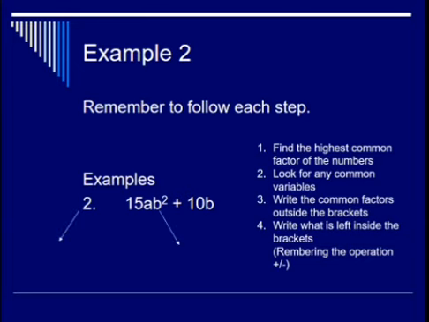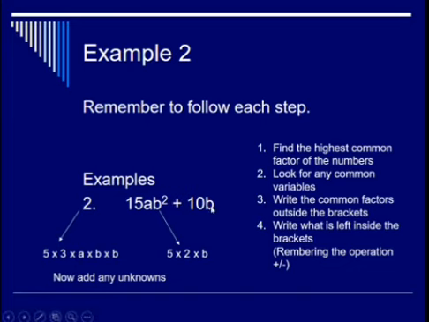So we know that 15 is 5 times 3 and 10 is 5 times 2. Now we add the unknowns, the variables, times a times b times b, since b squared is b times b, and times b here. So as you can see here, what are the common factors? We have 5 and 5, and also we have b and b. So we'll take the 5b. So the common factors are 5 and b.